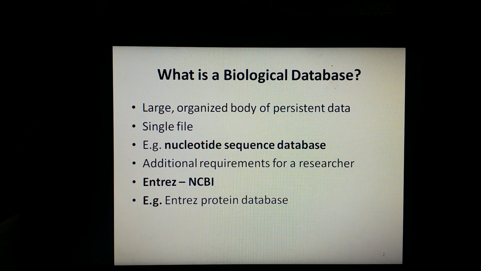For example, the Entrez protein database is cross-linked to the Entrez taxonomy database. This cross-linking allows the researcher to find taxonomic information for the species from which a protein sequence was derived. So this is how this integrated database helps you, and this is how the data obtained from the biological database is helpful.